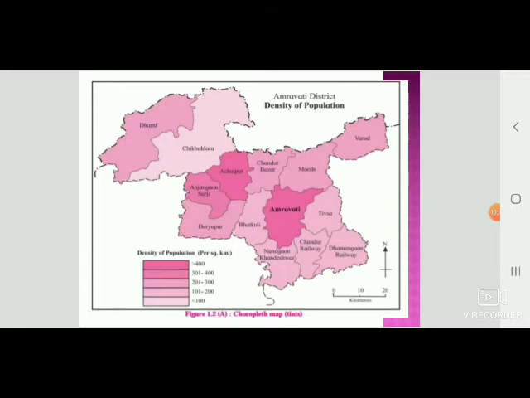As you all can see on your screen, we have the choropleth map of Amravati district showing the density of the population. In your index, the density of the population has been mentioned per square kilometer. The regions that are darker in shade have a dense population. As we move lower, the shades keep on getting lighter and lighter, and we can see the sparse population.